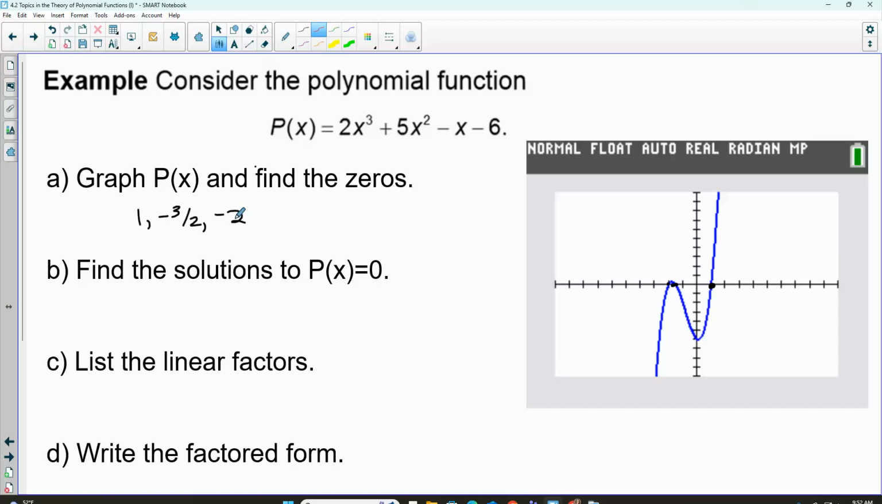Why did it have 3 zeros? Is there any way we could have predicted that? Look at the original equation. What about that would indicate that we would have 3 zeros? The third power. That power tells you how many times it's going to hit the x-axis. Find the solutions to p of x equals 0. That's another way of just saying, when is this thing equal to 0? So what are my answers?